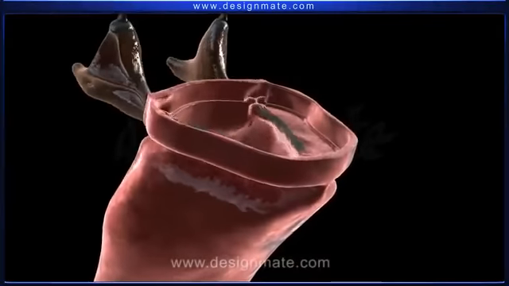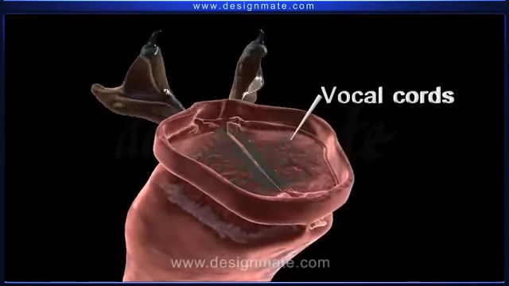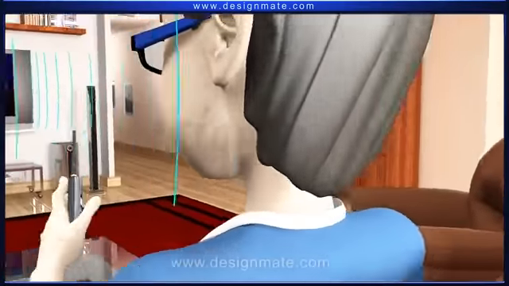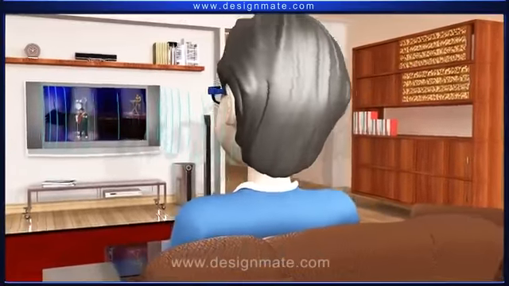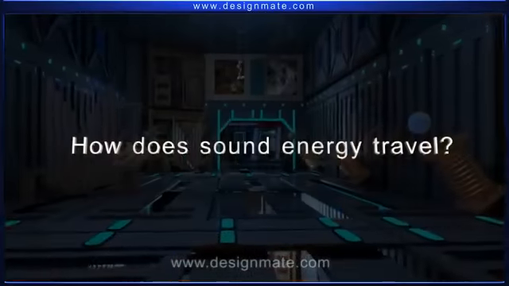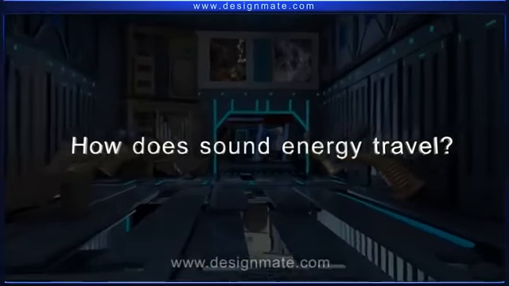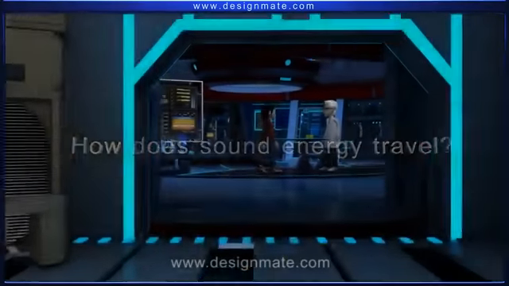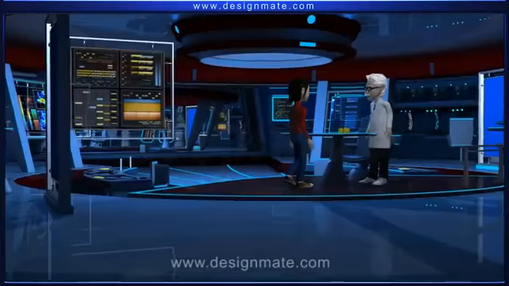As you speak, vibrations are produced by the vocal cords in the throat. You can hear only when the sound energy reaches your ears. But how does sound energy travel? Wonder how that works? Come, let's go across to Dr. Zook.